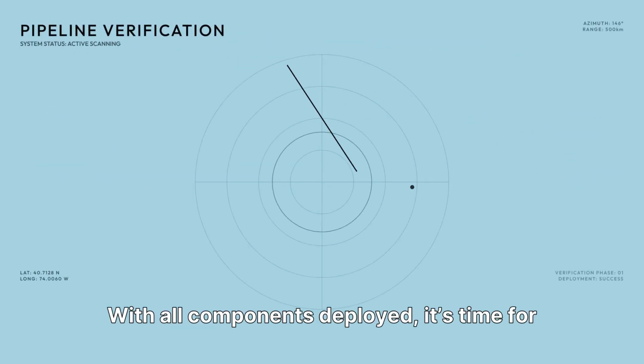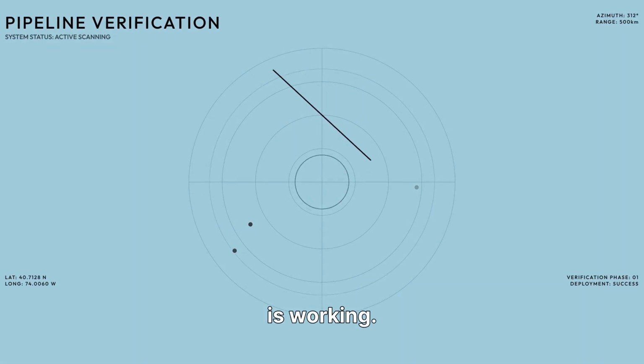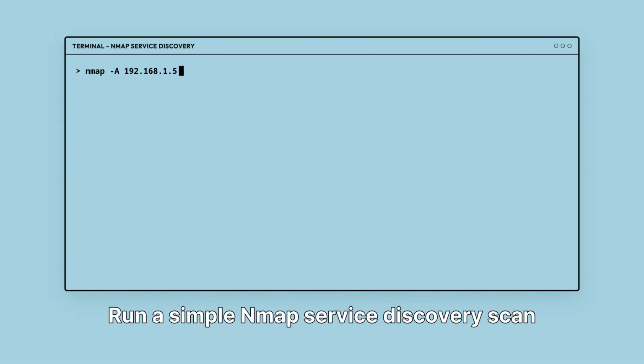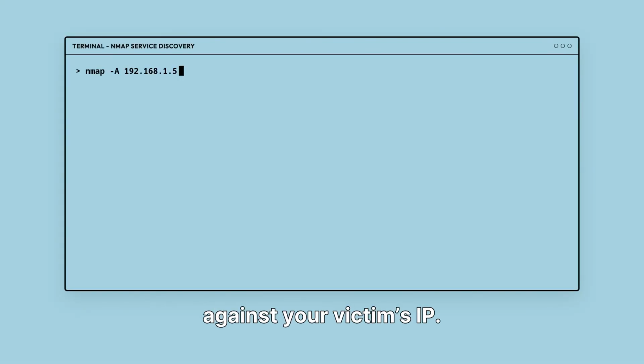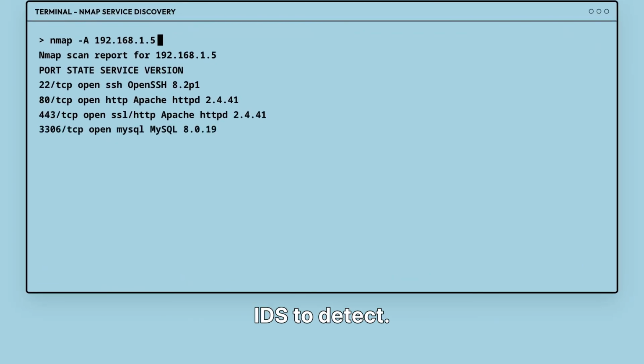With all components deployed, it's time for the most exciting phase, verifying that our pipeline is working. From your Kali machine, we will generate some low-level noise to see if our monitoring stack picks it up. Run a simple Nmap service discovery scan against your victim's IP. This generates predictable network signatures for our IDS to detect.